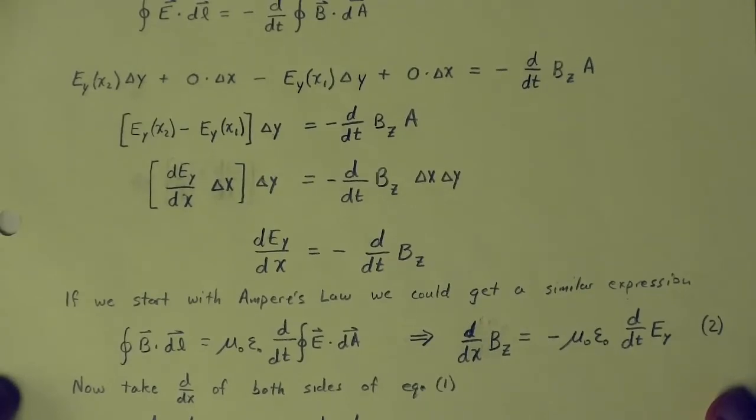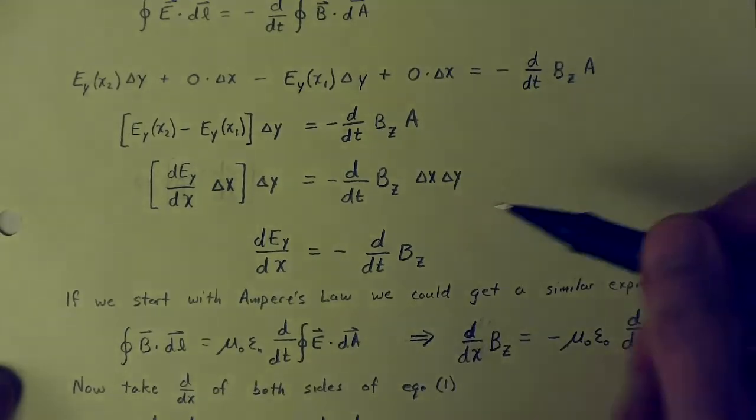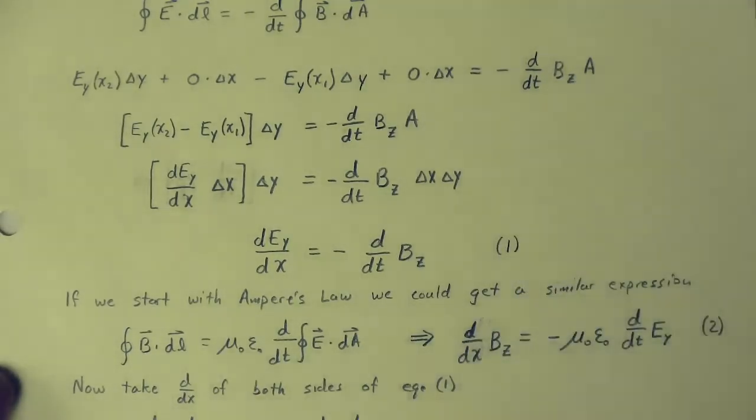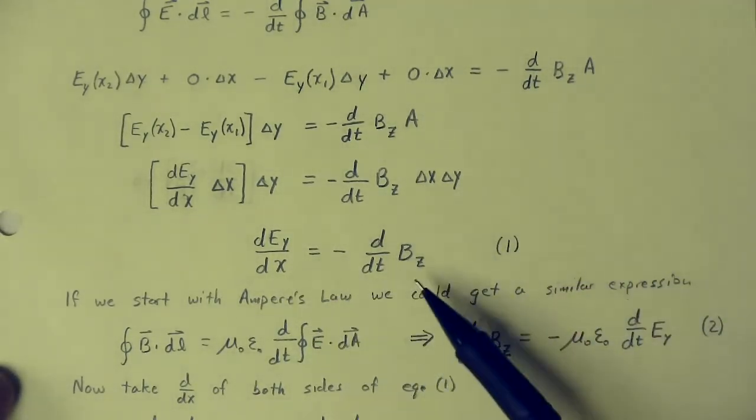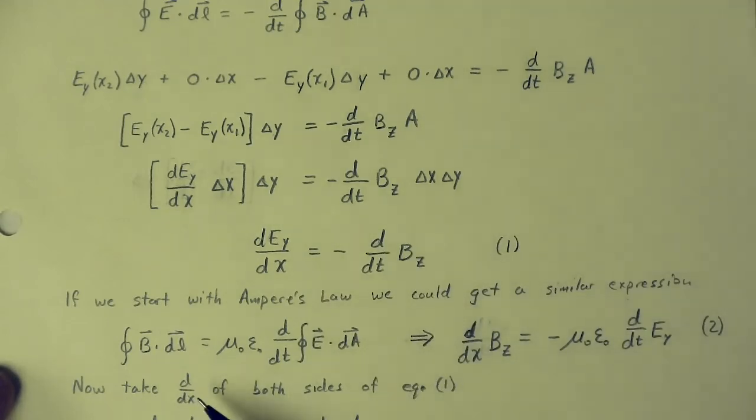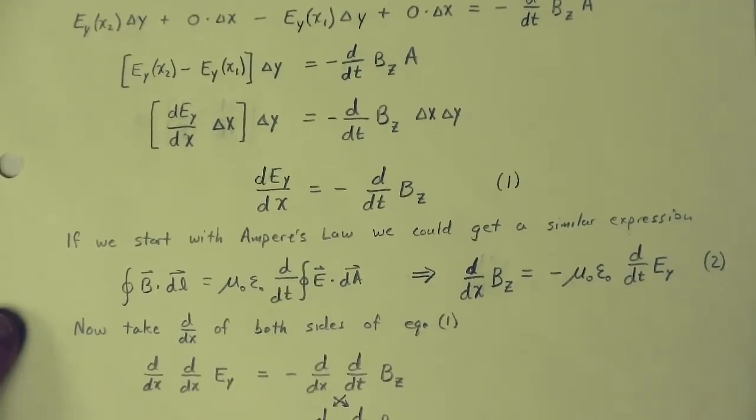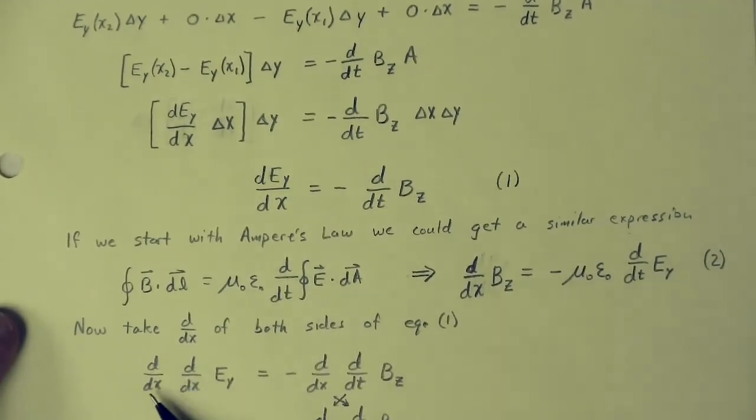Now, to go further yet, let's take the derivative of both sides of this first equation. I didn't label this, but this is equation 1 up here. Take the derivative of both sides of that, the derivative with respect to x. So what will that yield? Well, what you get is the derivative with respect to x of, well, we already had the derivative with respect to x of E. So it's the second derivative with respect to x of E. And over on this side, you'd have the derivative with respect to x of the derivative with respect to time of Bz. Okay. Well, let's switch the order of those two.